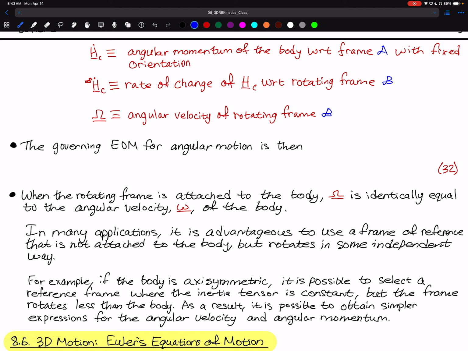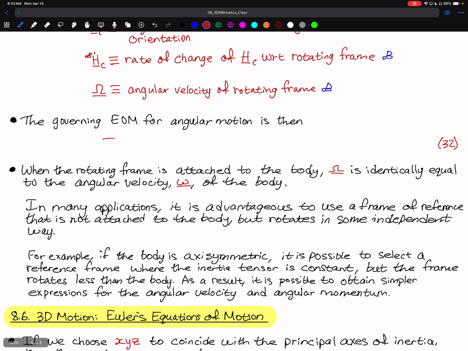Given this, the governing equation of motion for the angular motion of the rigid body is going to be that the sum of the moments about the center of mass will be equal to the rate of change of our angular momentum, h sub c dot computed with respect to frame B, plus capital omega crossed with h sub c.